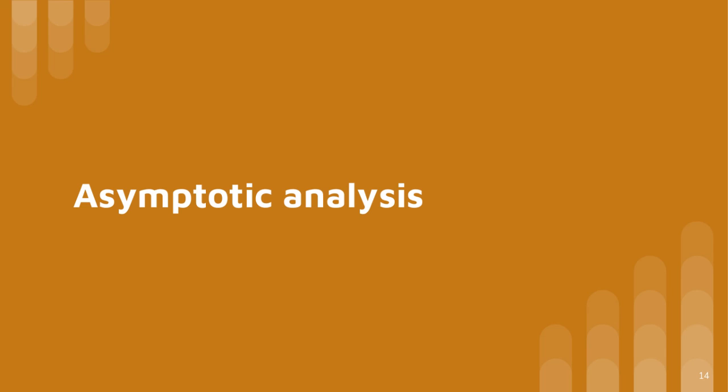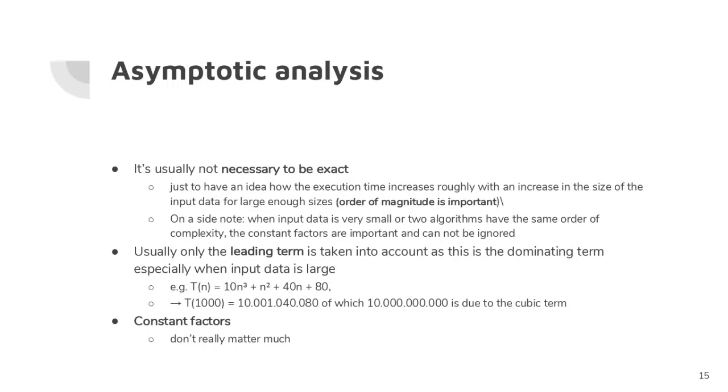So let's go to the asymptotic analysis. Asymptotic means going from n to extreme values for n. So n is 1,000,000 or 1,000,000,000. We're really looking at how it scales with very large input data sets. For asymptotic analysis, it's usually not necessary to be exact. We don't care about how many instructions are executed exactly. We just want an idea of how the execution time increases roughly with the size of the input data. So the order of magnitude is important.